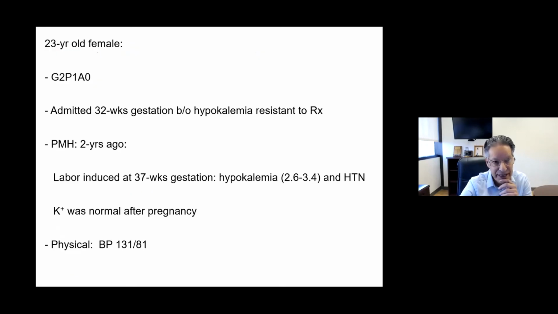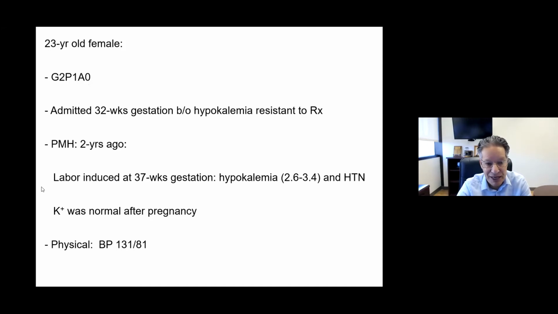So let's go to the next case. It's a 23-year-old female, gravida 2 para 1 A0. She was admitted at 32 weeks gestation because of a low potassium that was resistant to treatment. Past medical history: she had the same sort of thing in a previous pregnancy, where labor was induced at 37 weeks. She had a K of 2.6 to 3.4 and was noted to be hypertensive. But her K resolved as soon as she gave birth in the previous pregnancy.